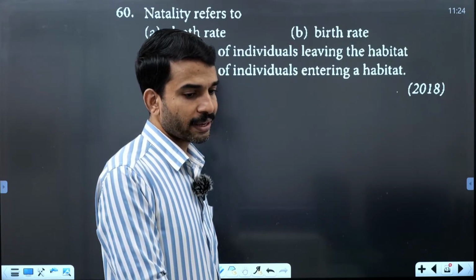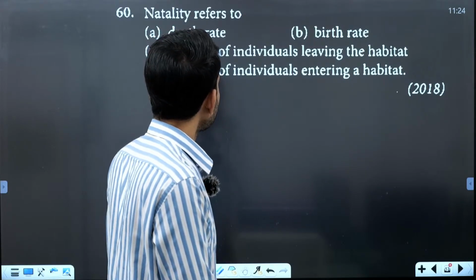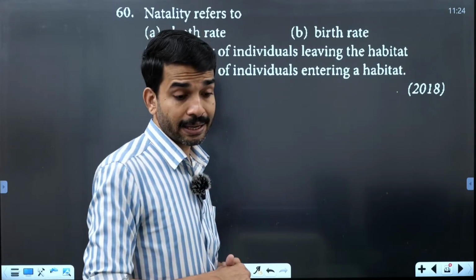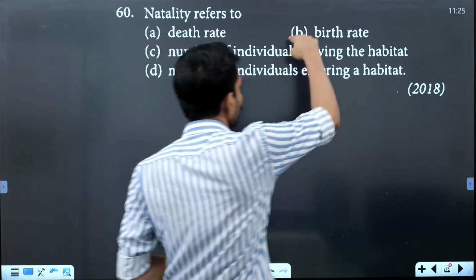That is very good, Abhay. That is what we call emigration. Then what about the number of individuals entering a habitat? That is what we call immigration. Anyway, our answer is supposed to be B.